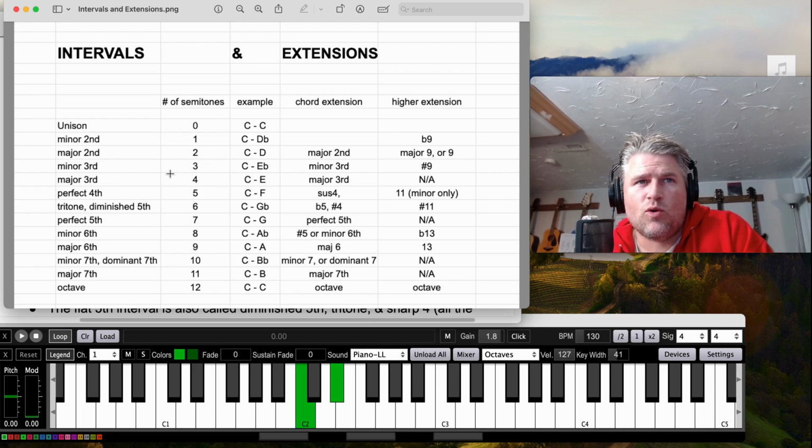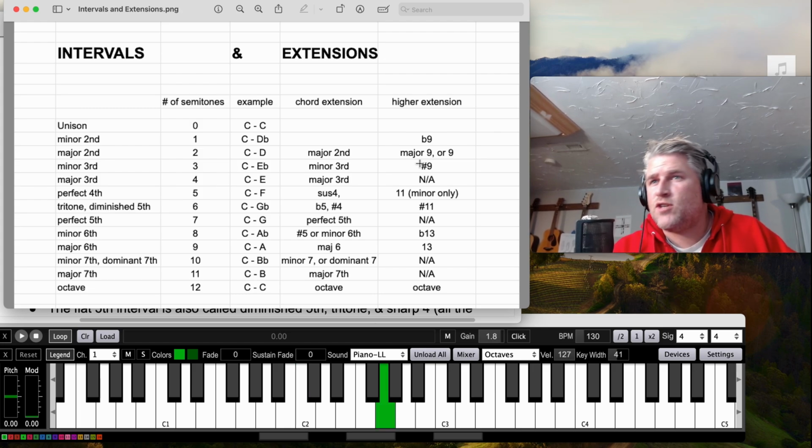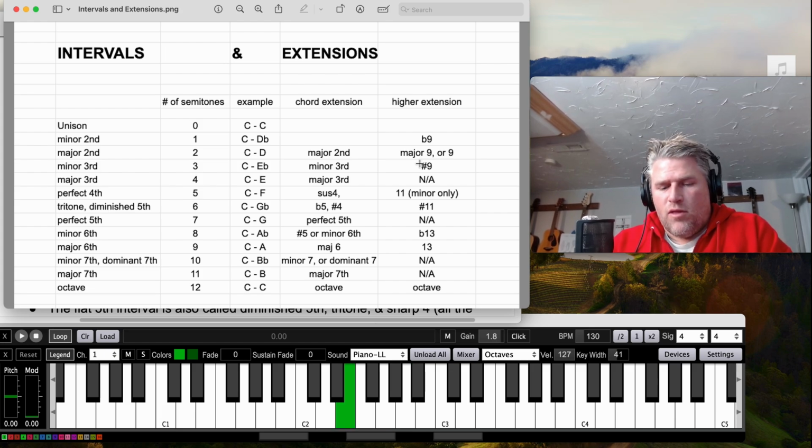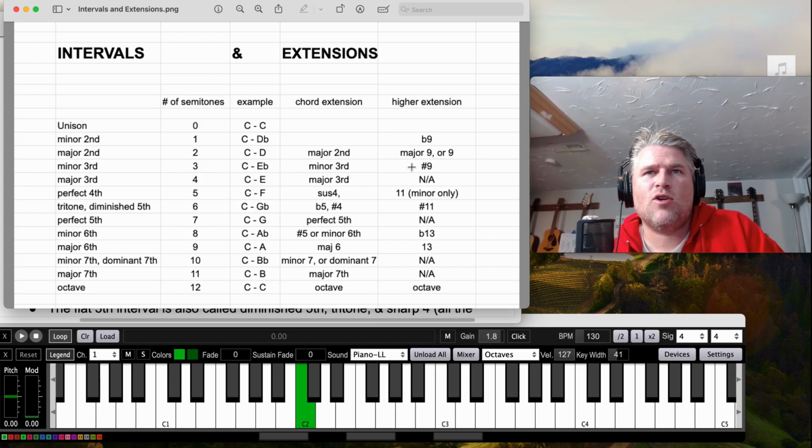So see, this is just an order. So if you don't know where a minor third is, if I tell you G and you say, where's a minor third? You go up 3 semitones. 1, 2, 3. If I give you E and say go up a minor third, you go up 3 semitones. 1, 2, 3. So this is a minor third.